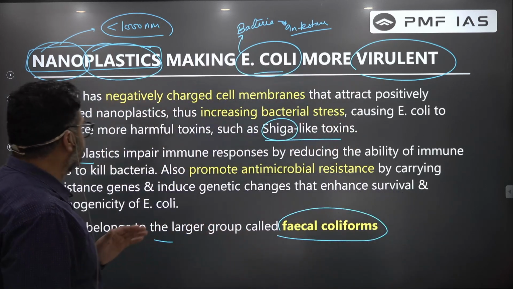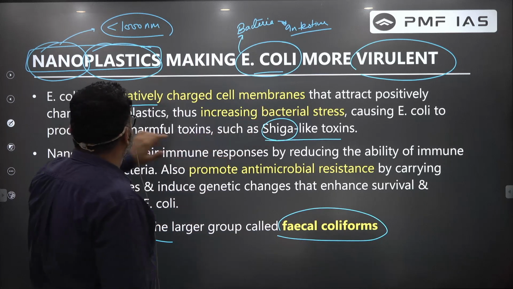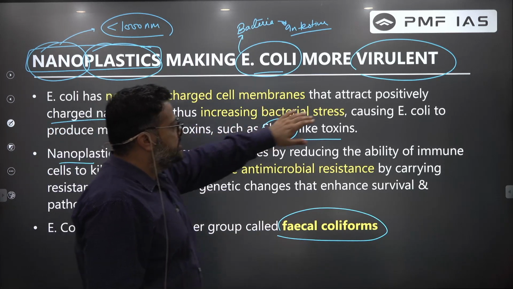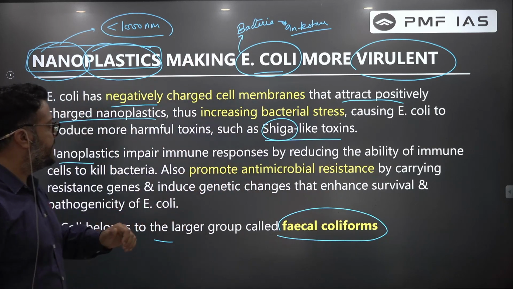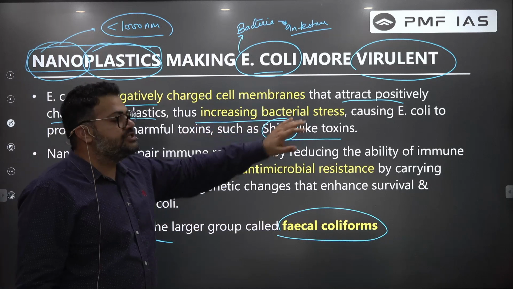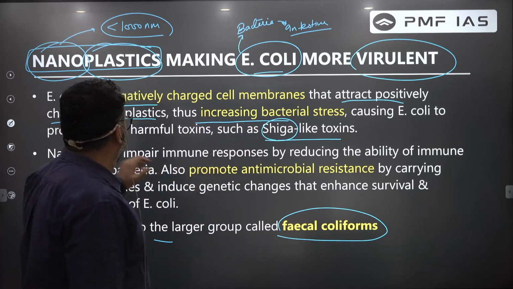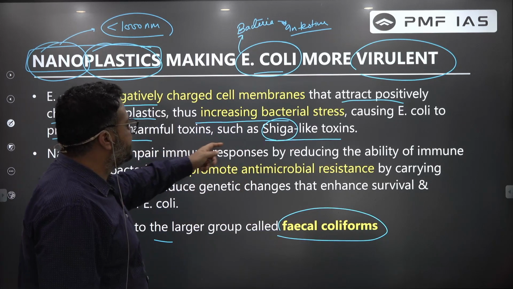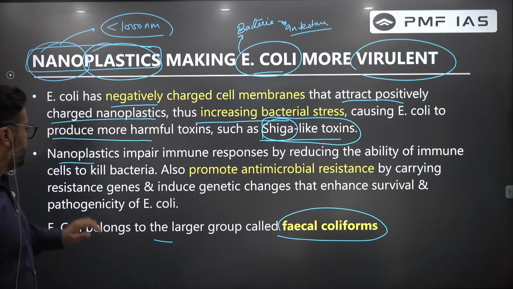That's basically the logic. So E. coli has a negatively charged cell membrane that attracts positively charged nanoplastics. So nanoplastics by nature are positively charged, so they get naturally attracted to E. coli, thus increasing the bacterial stress. So E. coli gets into a lot of stress, causing E. coli to produce more harmful toxins such as Shiga-like toxins. Right? I hope all of you understand.